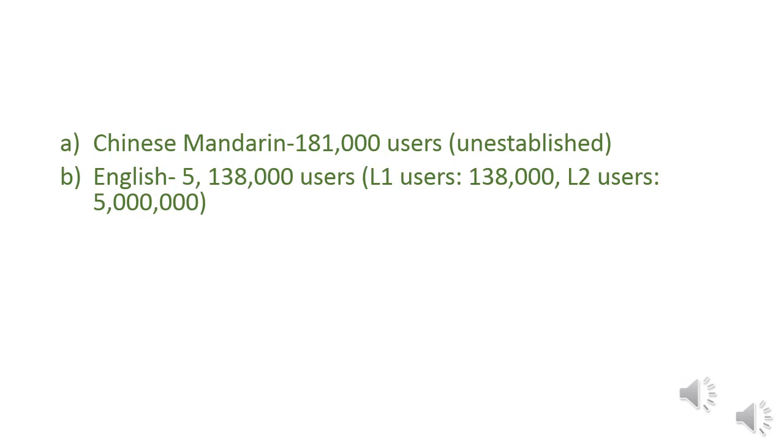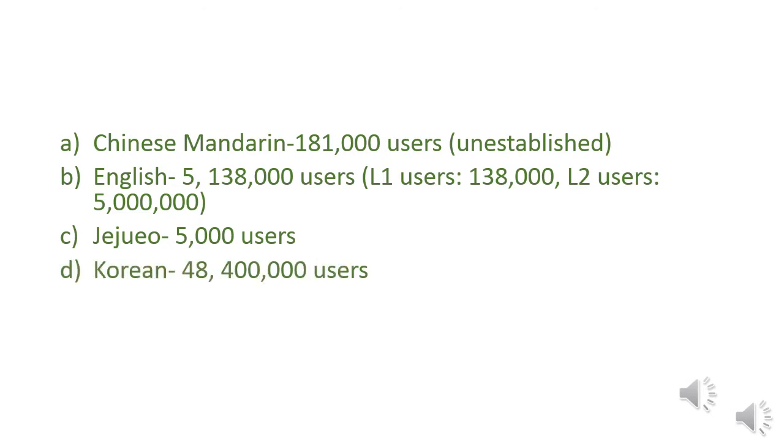Number 3 is the Jeju language. Jeju language is located in Jeju Island. It has 5,000 users. Its status is in the level of 8A or moribund. So later, we will find out why Jeju language is in the 8A or moribund level when it comes to language status. And the fourth language of South Korea is Korean.